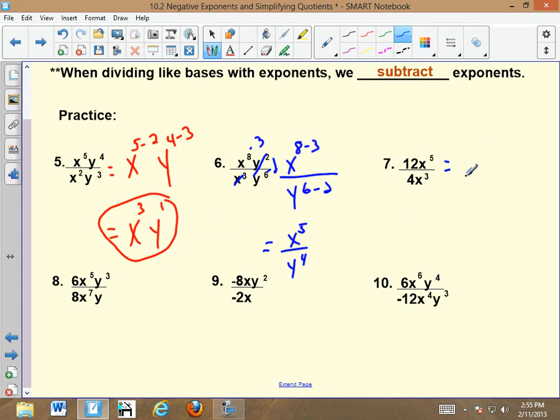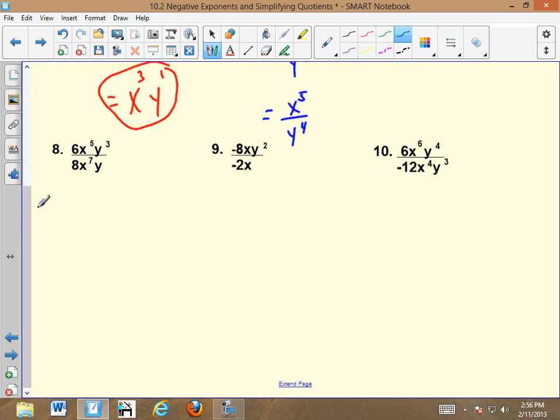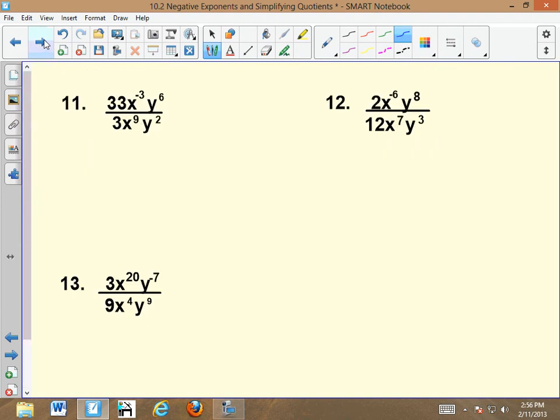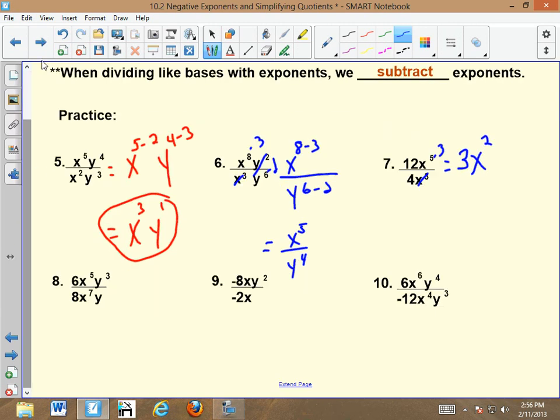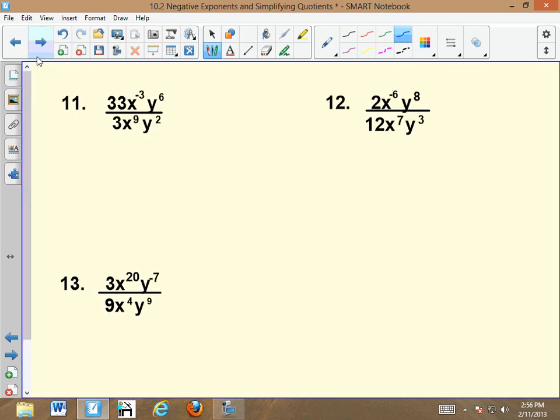Okay, what is 12 divided by 4? That's right, it is 3. Bring the smaller number up to the bigger number. 5 minus 3 is 2. 3x squared is your answer. Okay. 8, 9, and 10, you're on your own. If you have any questions, you can ask Ms. Williams. We're going to go ahead and do the last one.